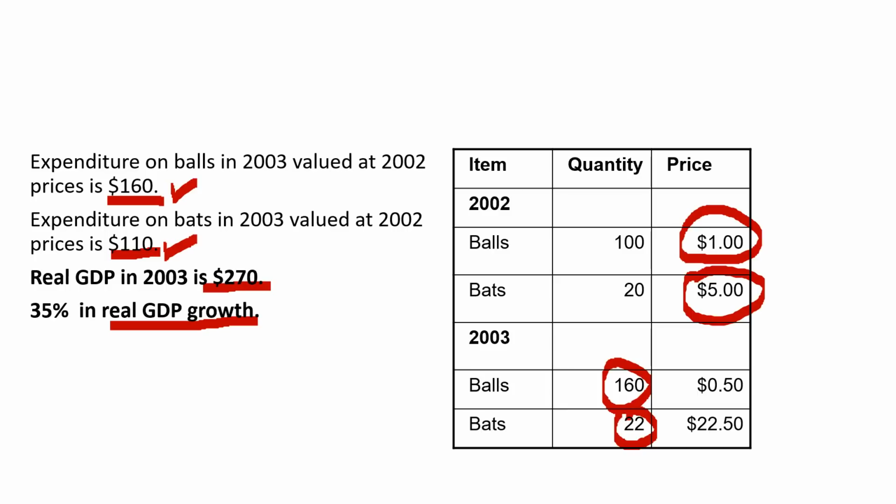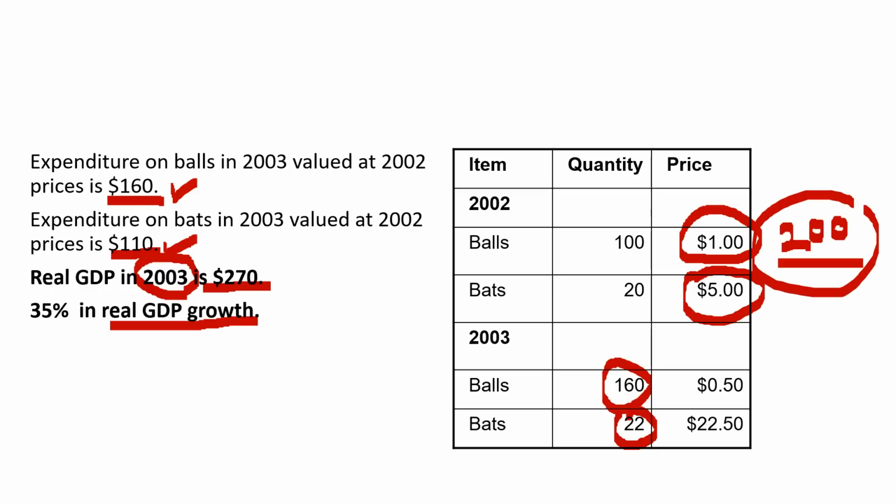Now, in order to calculate real GDP growth, we need real GDP for 2002 and 2003. We already calculated the 2003 real GDP. As you know, real GDP and nominal GDP will be the same in the base year, and that will always be the case. As we said, the base year is 2002, so 100 multiplied by 1 plus 20 multiplied by $5 gives us 200 real GDP in 2002, which is equal to the nominal GDP in 2002. That's because the base year is 2002, so we have the same quantity and the same price for the same year.